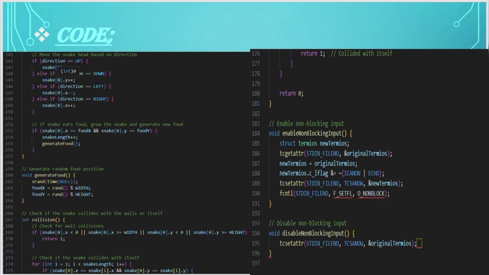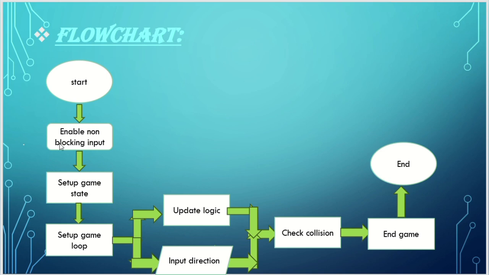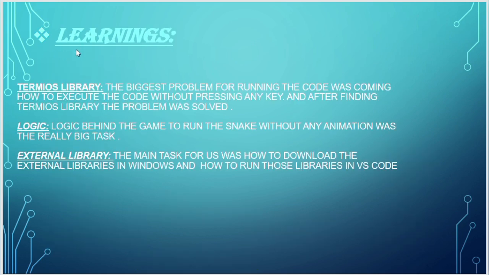Now I would like to show you the flowchart. It will start, enable the non-blocking input, then set up the game, then set up the game loop, update logic, input direction, and then check collision. Then the game will end, and at last it will show the end command. Then for the learnings, I would like to call Aman Pathak for the learning part.